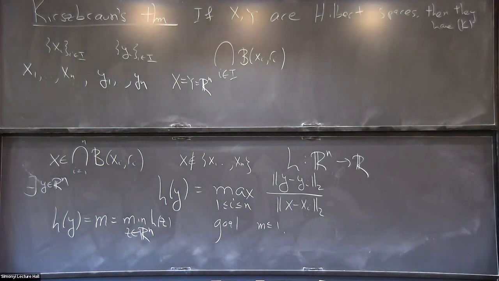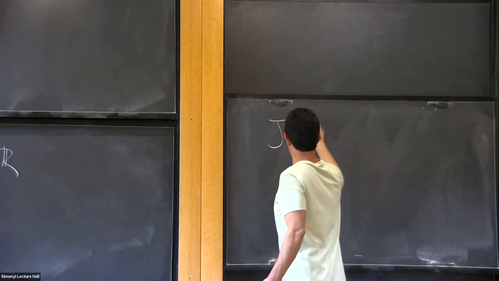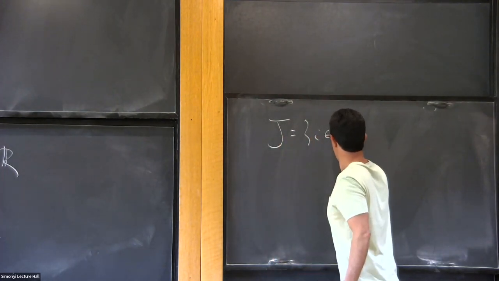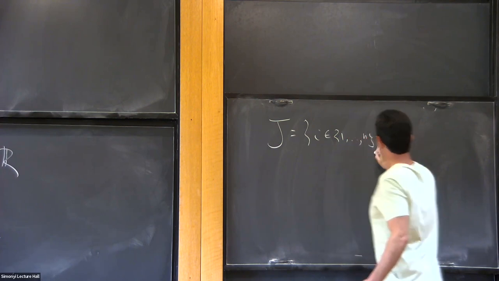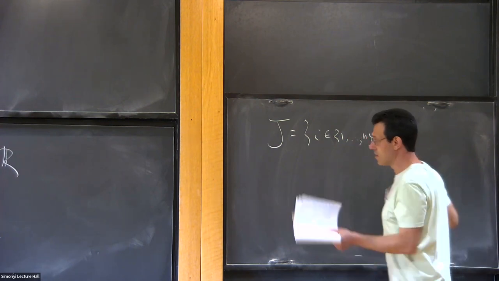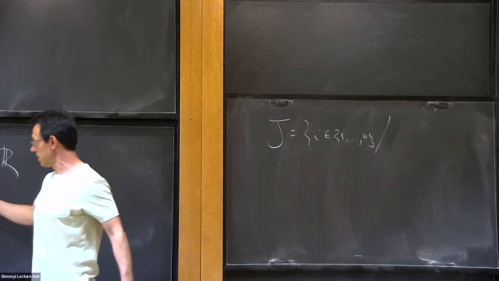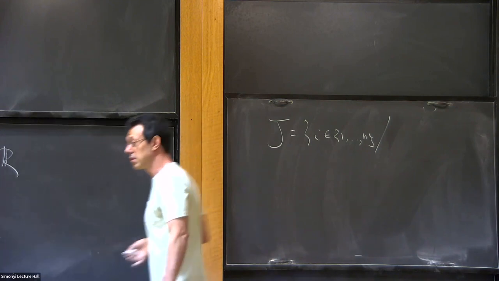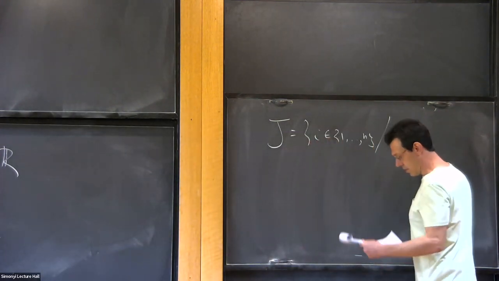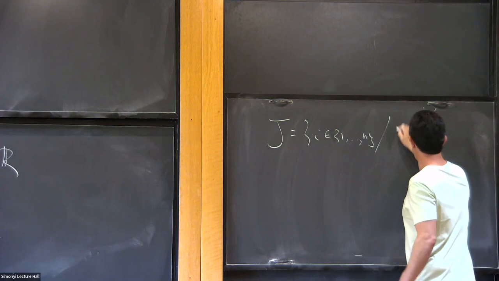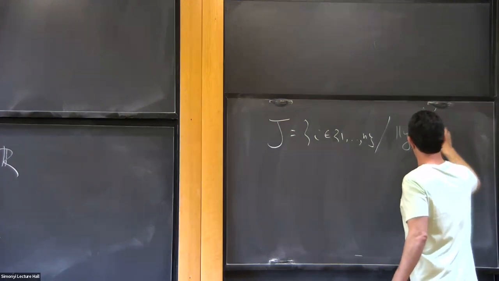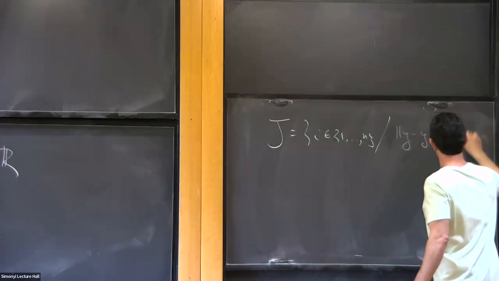So this is just a rewriting of everything. Define J to be the set of indices such that there is equality at least at one point, where this equals M. This is the maximum over n terms, at least once it equals M. So this is the set of points where Y minus Y_i is M.